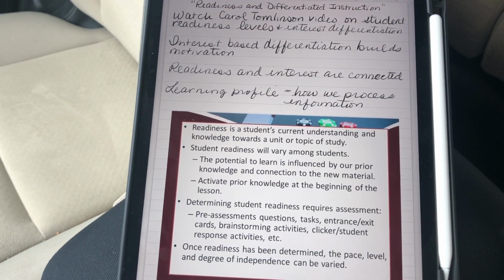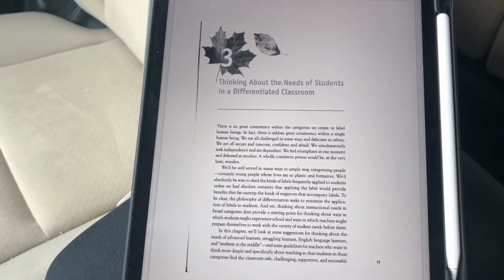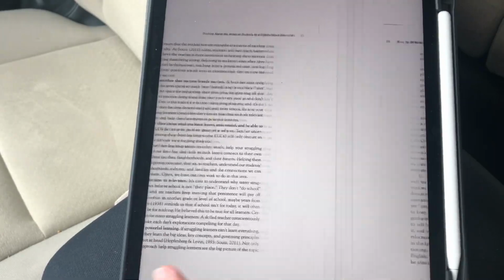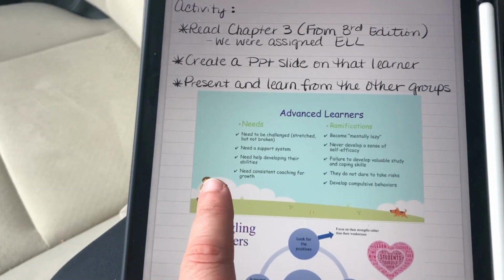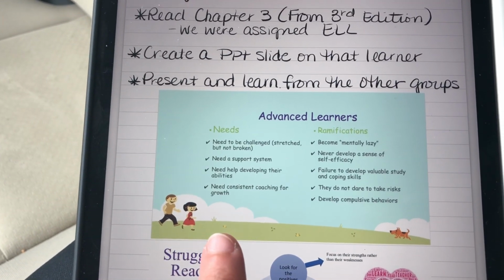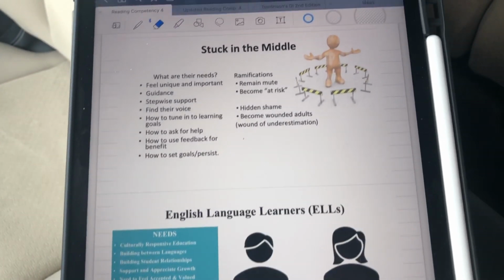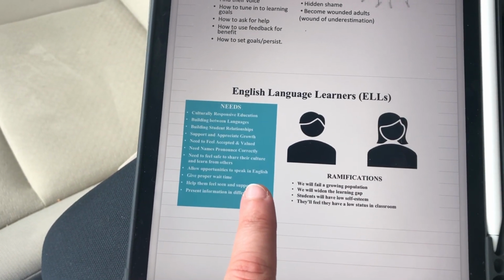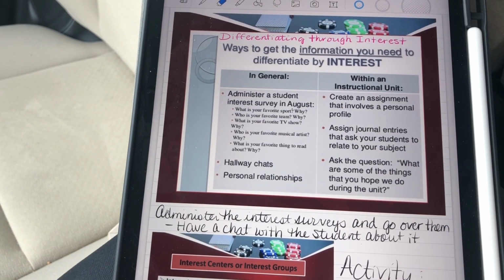All right, so the next thing that we did, we were looking at readiness and interest and learning profiles. So that's when we started going into learning more about the different kinds of learners. And after we did that, we actually created like a PowerPoint slide. Every team created one on the different learner profiles. We have the advanced learners, the struggling learners, the learners that are stuck in the middle, and the ELL learners. So we shared those out, and then the rest of the afternoon dealt with the interest.